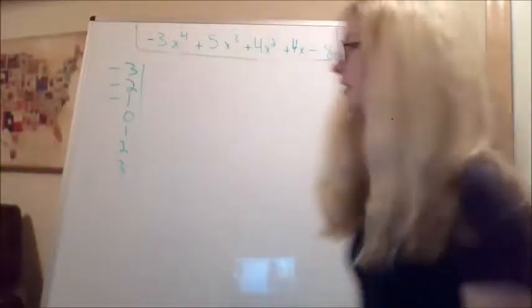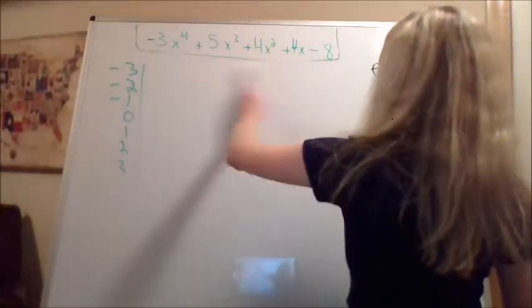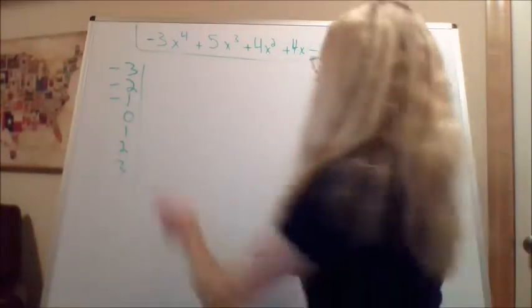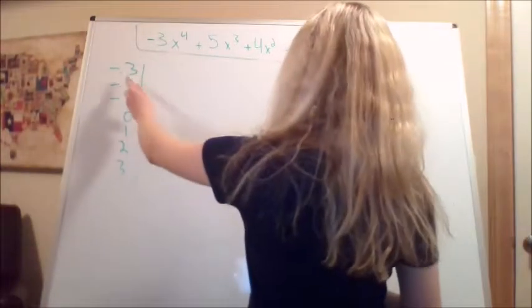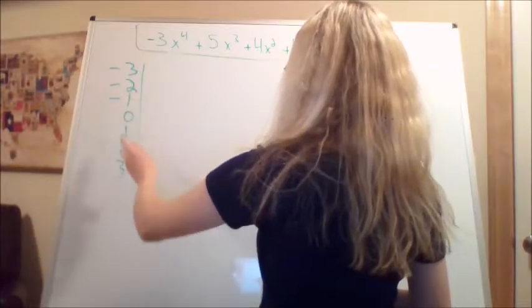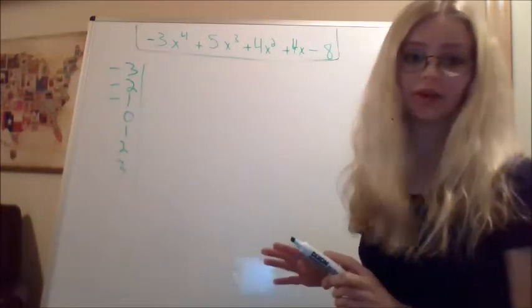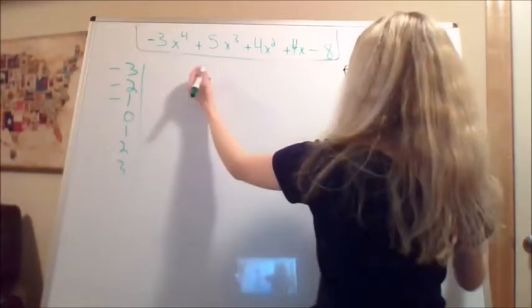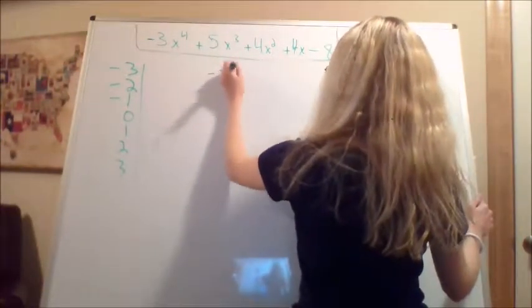Hi, today we're going to figure out which integer values the zeros of this polynomial fall in between. So to do this, we're going to first check our basic integers, -3, -2, -1, 0, 1, 2, 3, to start with to find these zeros. So how are we going to check these? Synthetic division, because it's really fast.